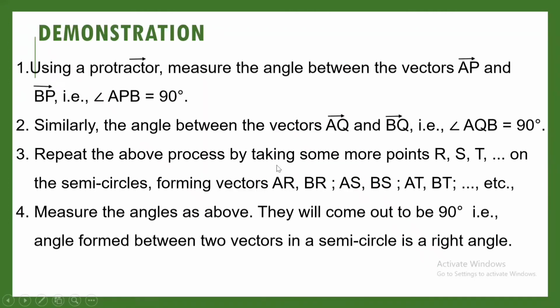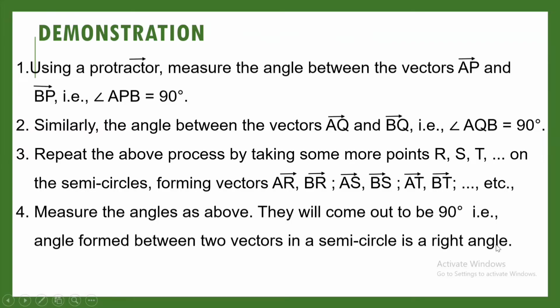So I repeat the above process by taking some more points R, S, T on the semicircle, forming vectors AR, BR, AS, BS, AT, BT, etc. Again, the arrowheads have to be there. The arrowheads are all there. And I measure the angles as above. They will all come out to be 90 degrees. That is, the angle formed between the two vectors in a semicircle is always a right angle.